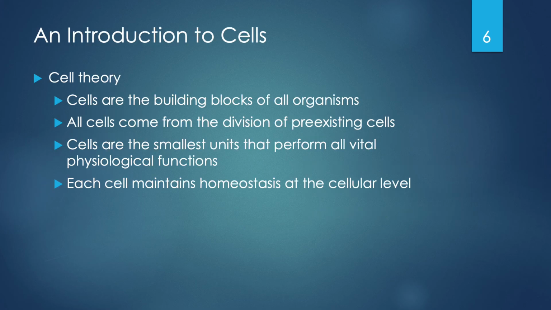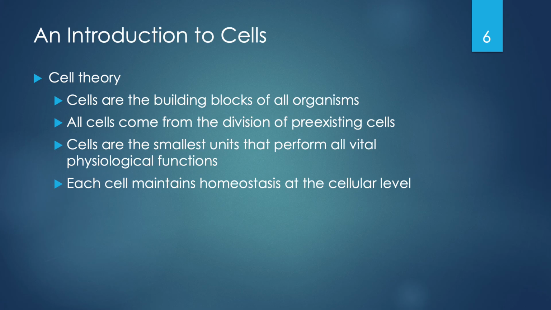So before we delve into cellular biology and anatomy and physiology, let's talk a little bit about basic cell theory first. So we all understand that cells are the building blocks of all organisms, and that they're the smallest possible unit that perform all of the vital physiological functions, right? So all of the different cell types that we have in our body are all going to derive from the division of pre-existing cells, which is fascinating when you really think about it. We'll talk more about this as we get into the lecture.